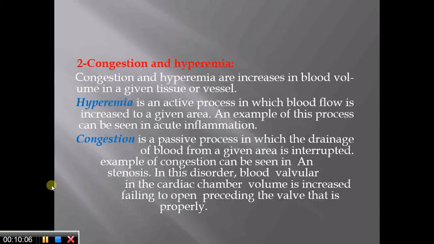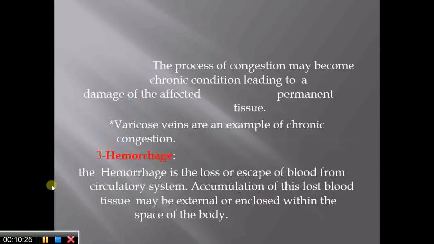An example of this process can be seen in acute inflammation. Congestion is a passive process in which the drainage of blood from a given area is interrupted. An example of congestion can be seen in valvular stenosis. In this disorder, blood volume is increased in the cardiac chamber preceding the valve that is failing to open properly. The process of congestion may become a chronic condition leading to permanent damage of the affected tissue. Varicose veins are an example of chronic congestion.